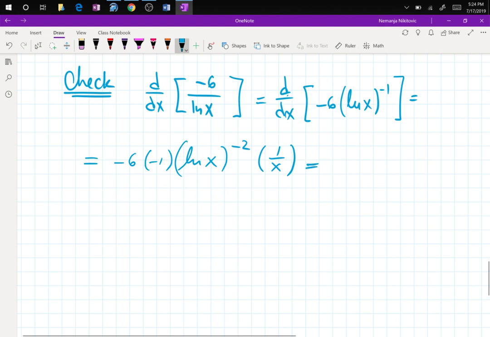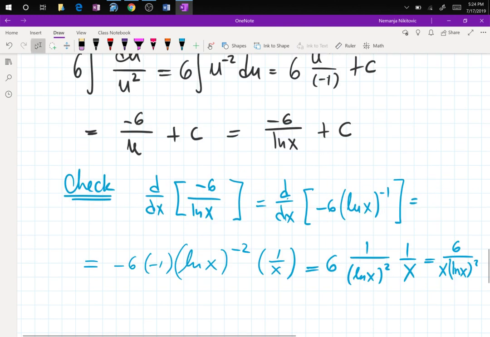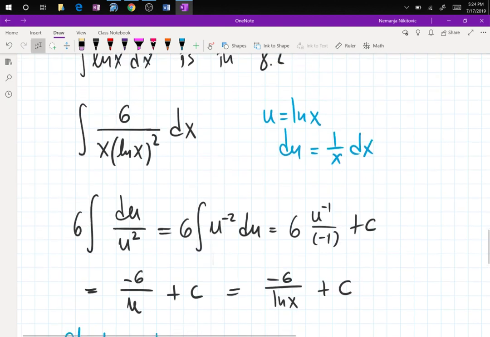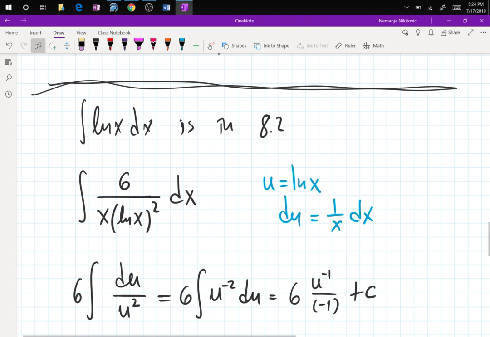So now you have negative 6 times negative 1 is positive 6. And you have your ln x is going to be 1 over ln x squared, and you have times 1 over x. Well, this is 6 over x ln x squared, which is our problem. So we know for sure, 100%, that the solution to this problem is correct, because it worked out in a derivative. So now you can go back, and every single integral we ever did in this class, or Calc 1, if it's correct, the derivative will go back to the statement of the problem, which is right here.